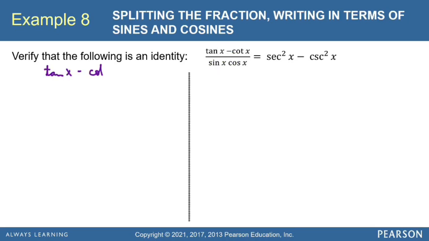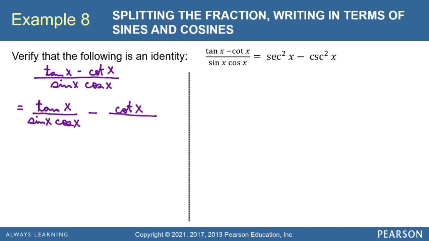So let's copy down the left side of our equation here. And now for our first step, let's just split that into two terms. Each term will have sine of x times cosine of x in its denominator. First we'll have tangent x over sine of x times cosine of x, and then a minus sign, and then we'll have cotangent of x over sine of x times cosine of x. And over here I want to explain that I split into terms, or you could say split the fraction, whatever you want to say.